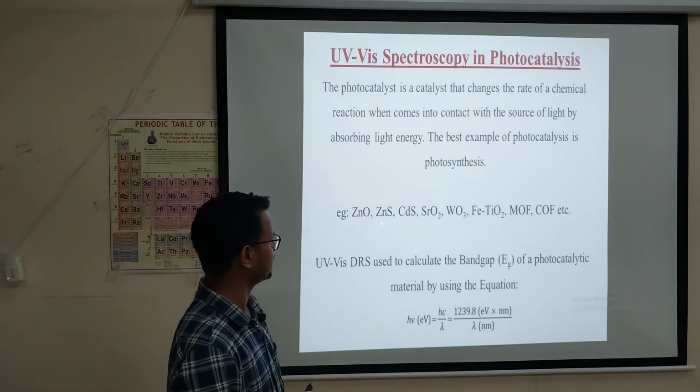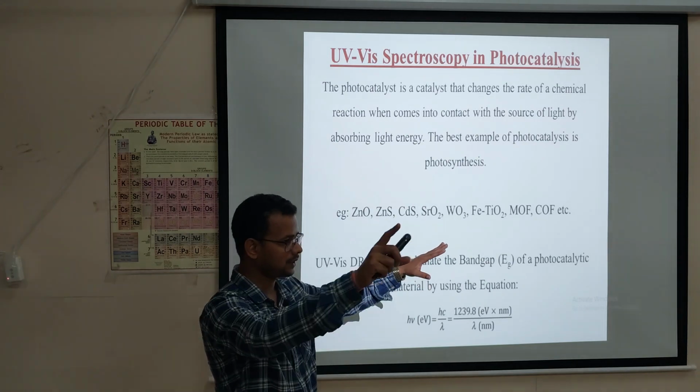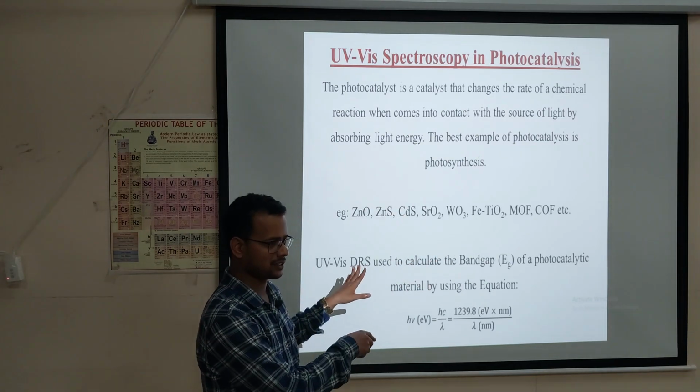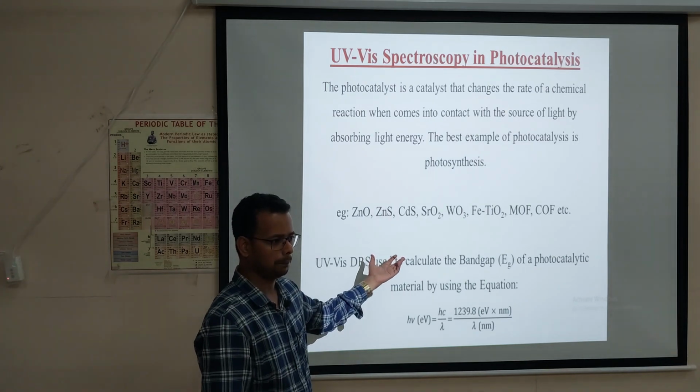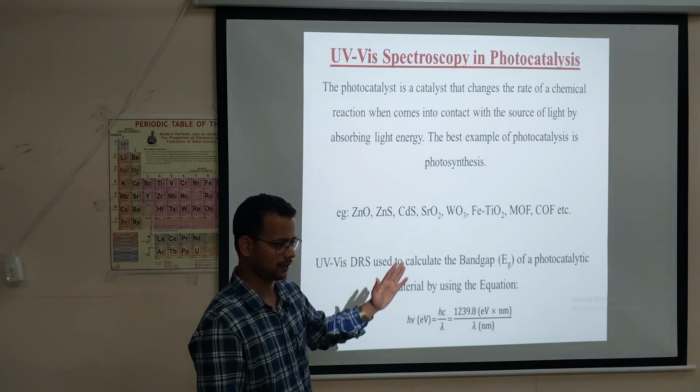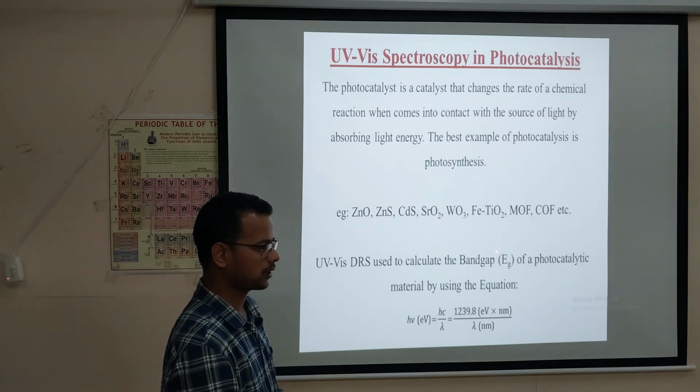These are some examples: ZnO, ZnS, CdS. I have told you the difference between metal, semiconductor and non-metal. Here I am explaining only semiconductors, not metals and non-metals. These are all semiconductors. MOF is metal organic framework and COF is covalent organic framework.